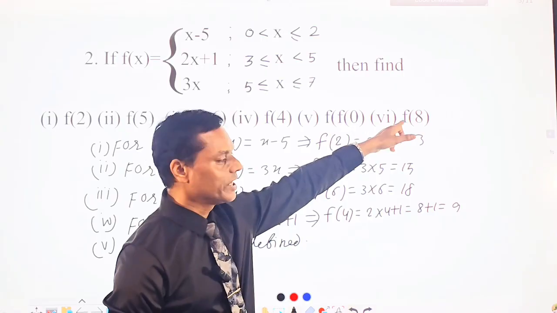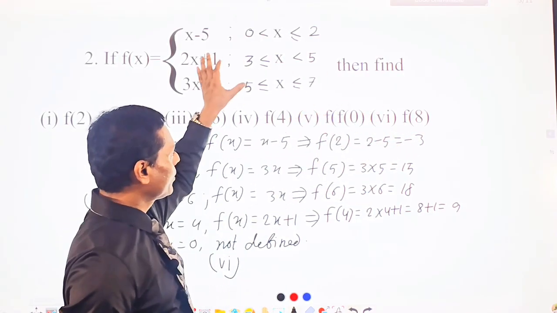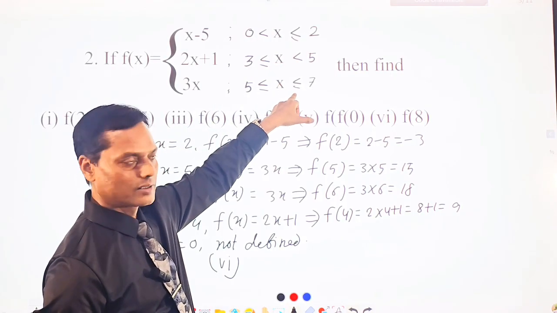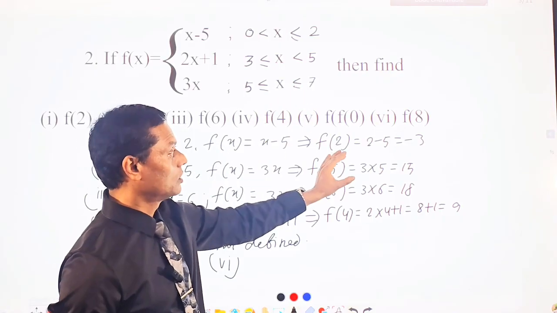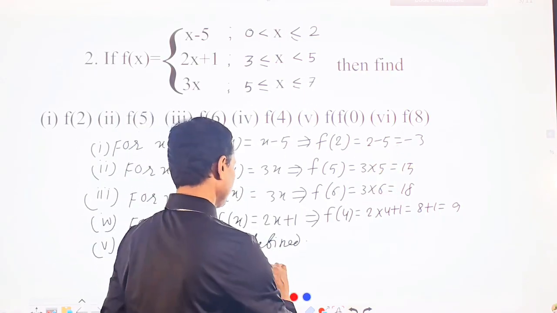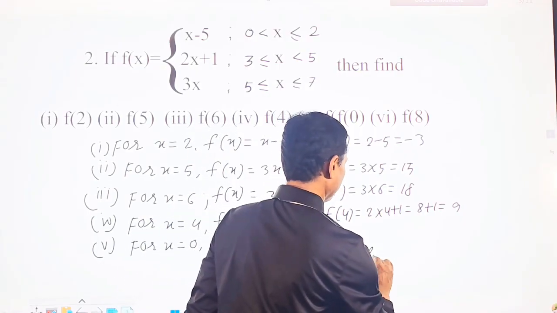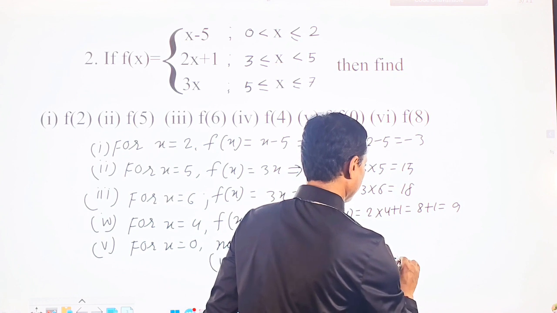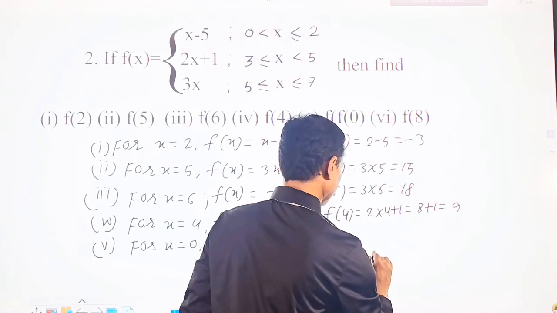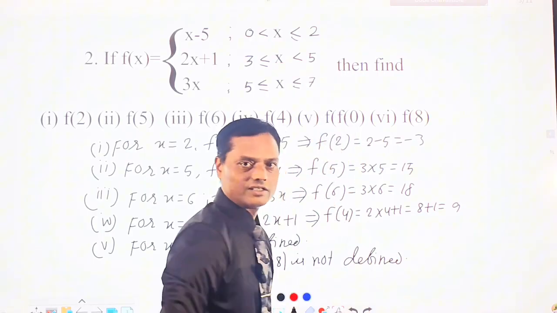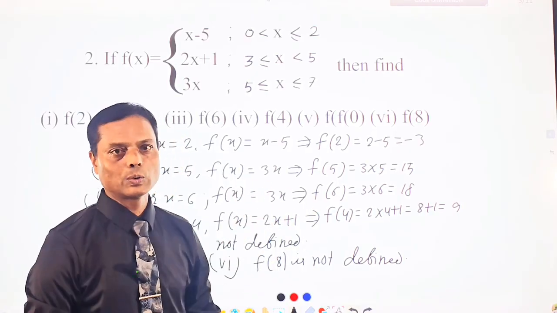Similarly, here number 6, that's f(8), and we can see the value of x here is less than or equal to 7. So f(8) is also not defined. So we can write f(8) is not defined. I hope all of you are understanding why f(8) and f(0) are not defined.